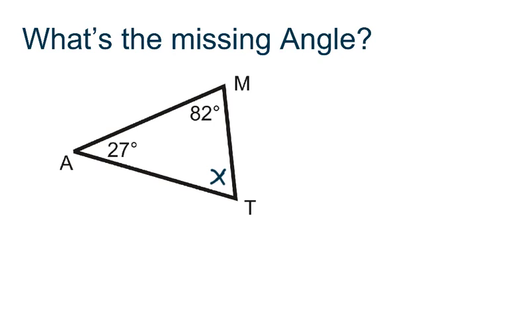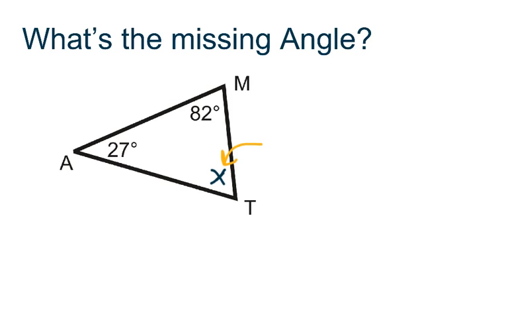So in this image here, we see that we have, of course, the triangle AMT, or whatever order you're going to read those letters in. And we have two of the angles listed. We do have a 27-degree angle and an 82-degree angle. And they want us to, of course, find that missing angle.